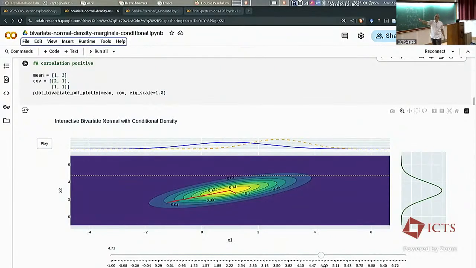If this ellipse were tilted the other way, instead of having a slope right now of a semi-major axis to be positive, if the semi-major axis had a slope which was negative, what would happen when you change the variable x2? Think about it. It should go the other way around. Negative correlations and so on and so forth.